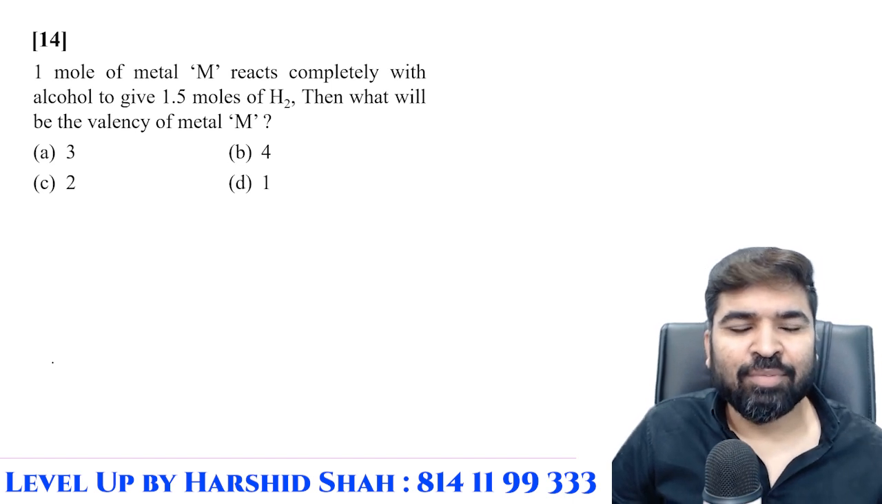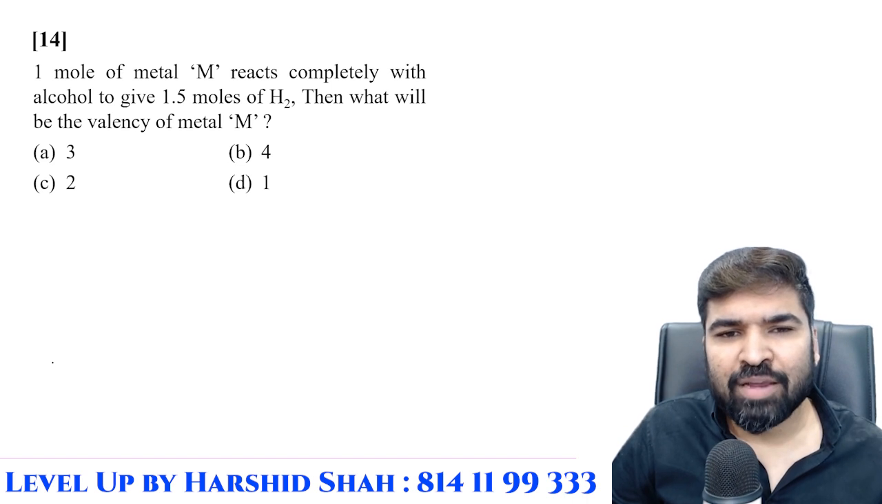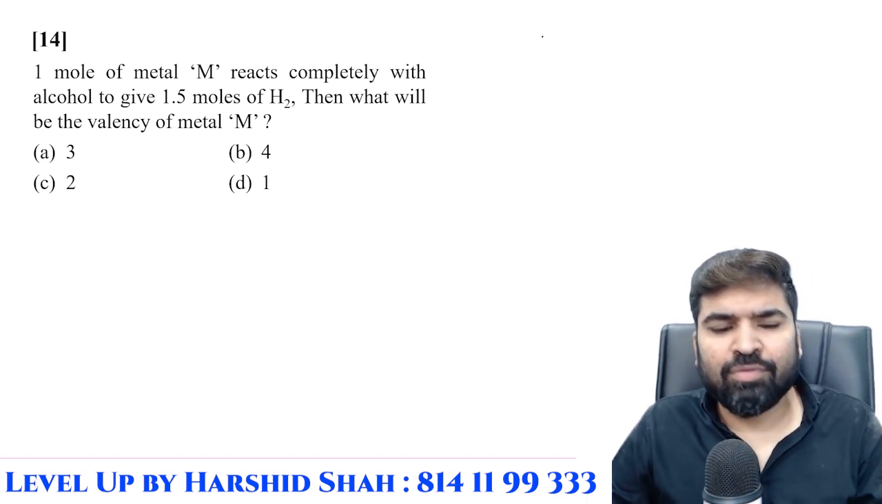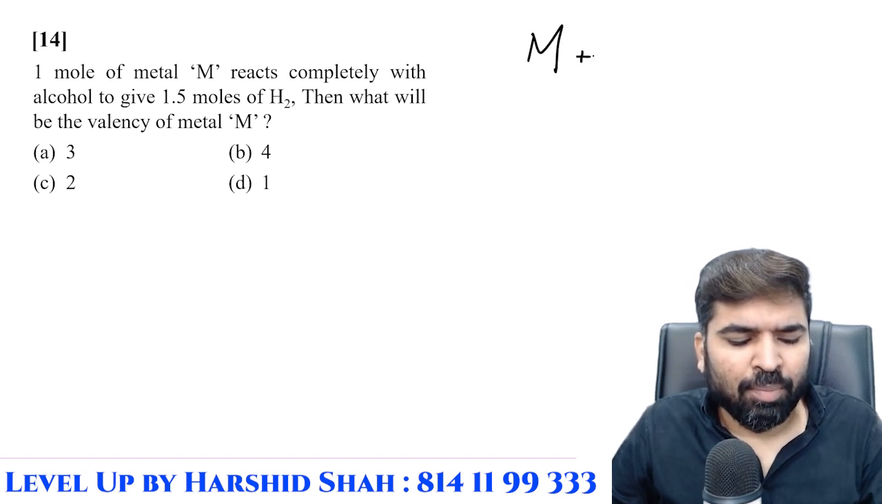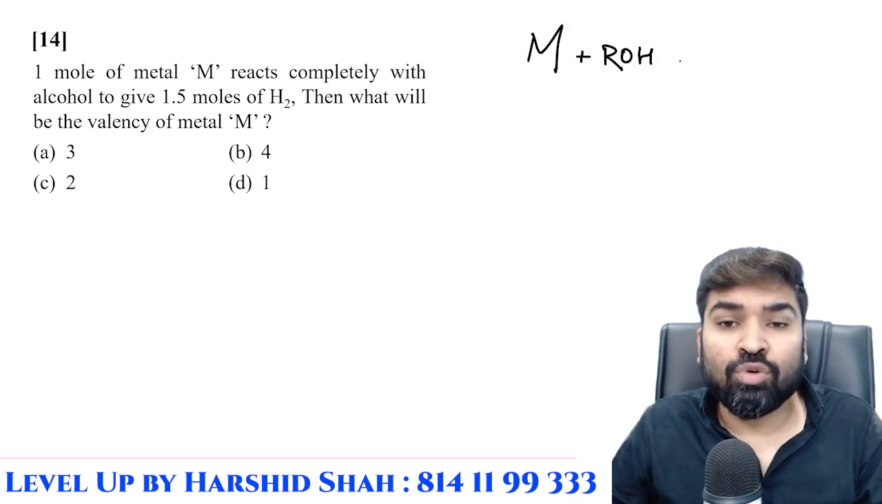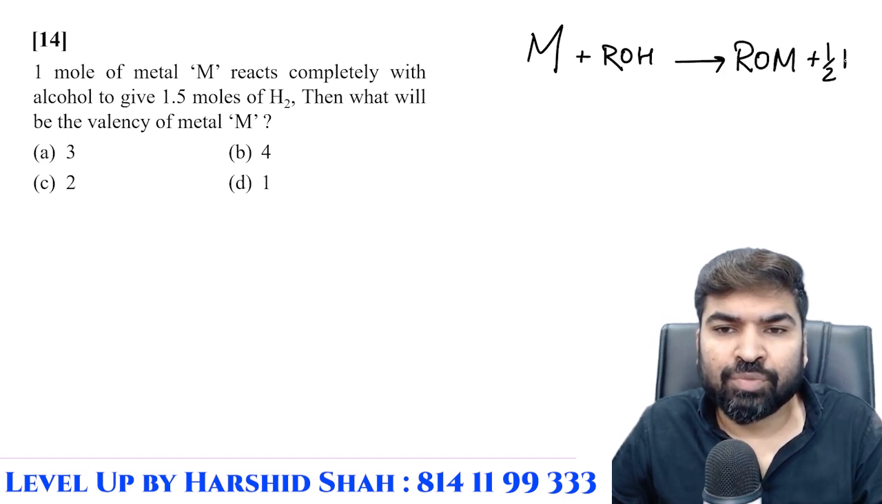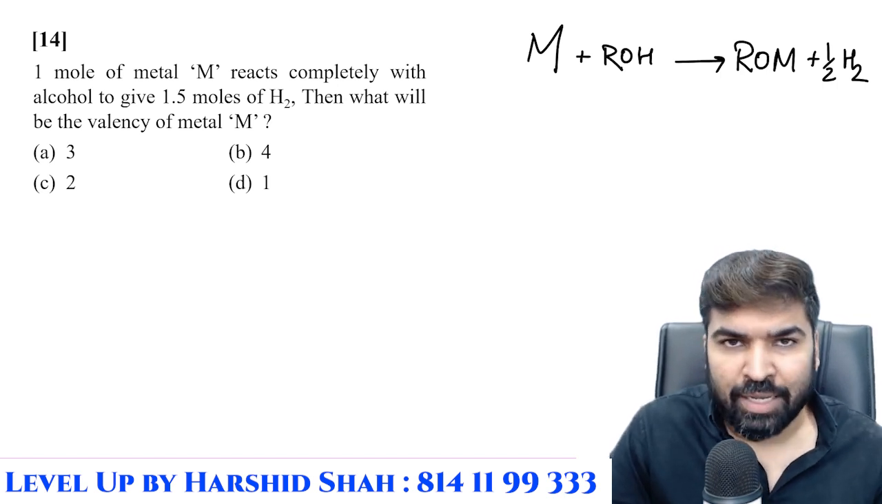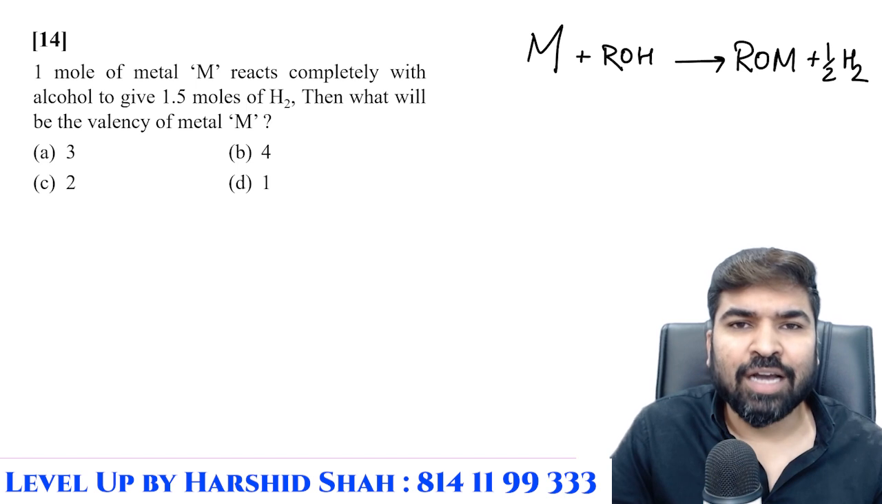Okay. Number 14. 1 mole of a metal reacts completely with alcohol to give 1.5 moles of hydrogen. What will be the valency of metal M? Let me give you a simple reaction. M plus alcohol gives you ROM plus half H2, right? In this case, the valency of the metal is 1, and so it is releasing half H2.